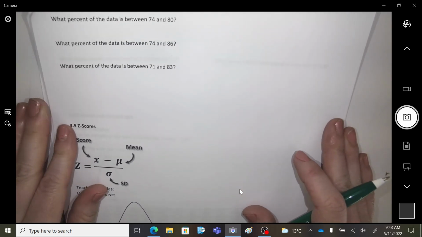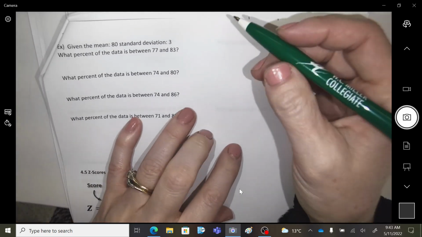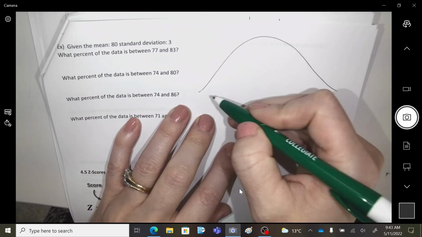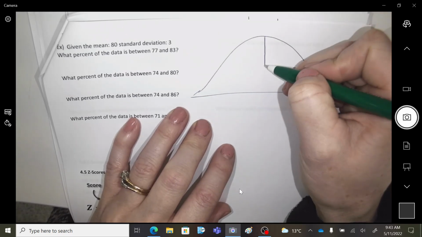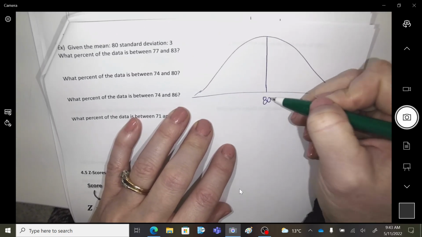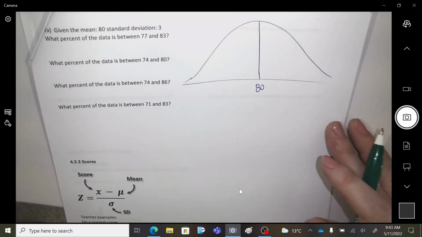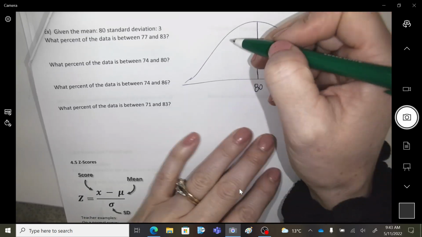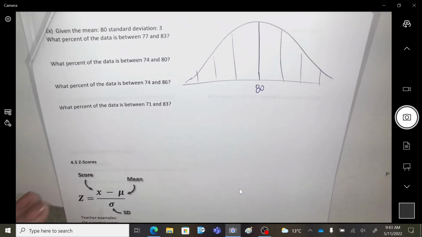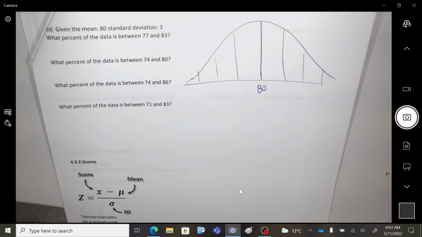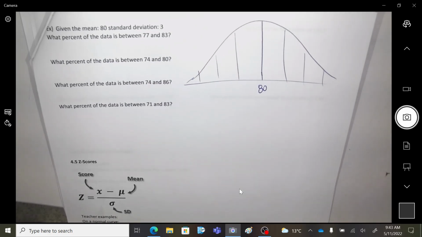Okay. In this example, the mean is 80. The standard deviation is 3. So can you give me the 3 values above it and the 3 values below it? And you can do this one in your head. Go up 3, 3, 3. Then go down 3, 3, 3. And I have all the faith in the world that you can add that in your head.